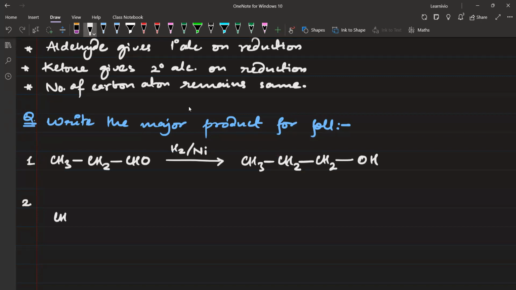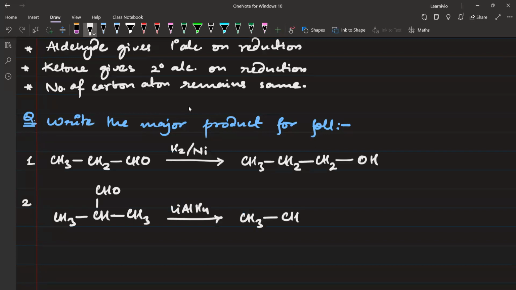ठीक है, ध्यान दीजिएगा. CH3 single bond, CH single bond, CH3. Here you are having, let us suppose, CHO. यहाँ पे CHO आप तो क्या करना, same thing. Let us suppose here you are having lithium aluminum hydride. क्या करना है, CH3 as it is. The CH will be as it is because it is not having CHO.